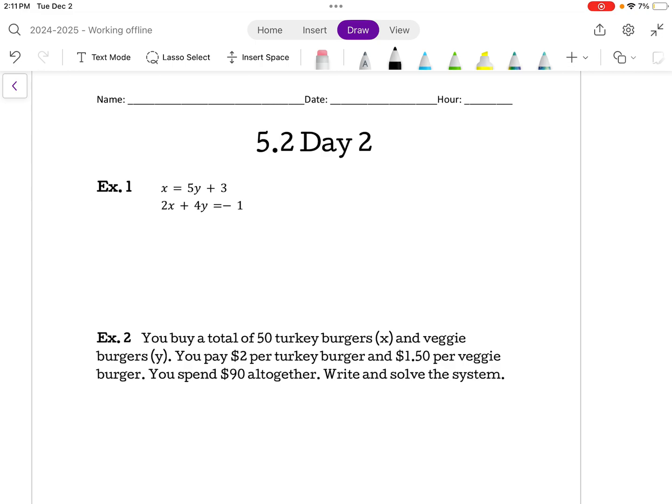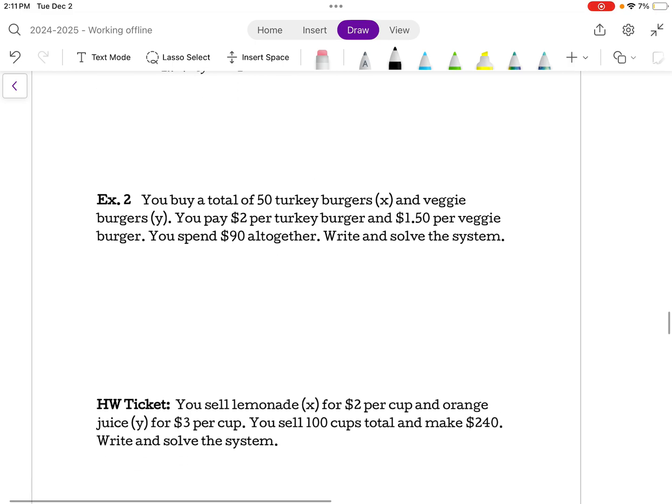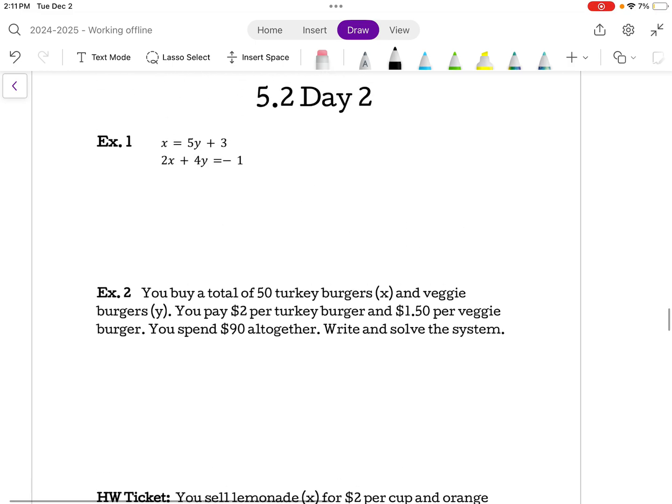All right, let's take a look at part 2 or day 2 of our substitution lesson. There's a couple unique things here. We have a regular problem that I'll go through, and then we have a couple word problems that I want to talk about. But just to look at this first problem, this will be the first time that we have to do something like this.